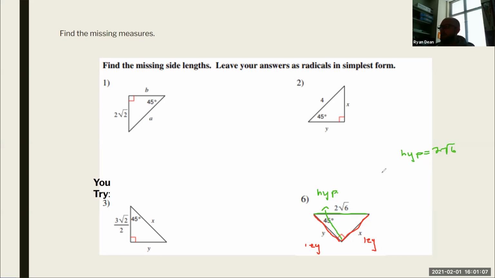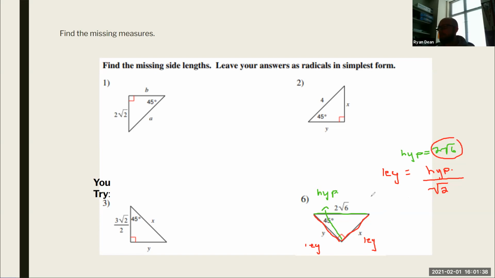And remember, our formula from the previous slide says that a leg is equal to the hypotenuse divided by the square root of 2. So anytime that you're given the hypotenuse, this is how you're going to solve these kinds of questions. You're going to take what they give you. In this case, it's 2 square root of 6. And then we're going to divide this by the square root of 2.